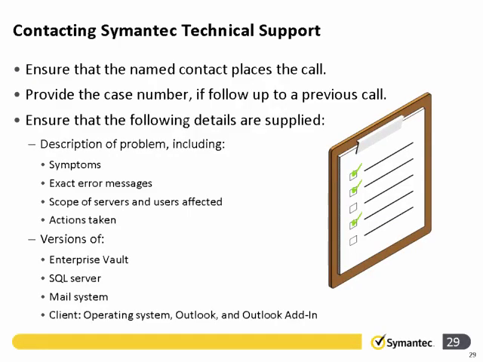When you actually make a call to the Symantec Enterprise Vault support system and get technical support, make sure that you have the contacts and numbers that you need to call. Provide your case number if you've previously called in and logged a case, and ensure that you have some information readily at hand. These are going to include the symptoms that you're experiencing, the exact error message, and again, this gets back to that if it is showing up in the Enterprise Vault event log, to save those event logs. So if your company's policy allows the sending of those event logs to Symantec, we can open them up and view them. The scope of the servers and users that are being affected.